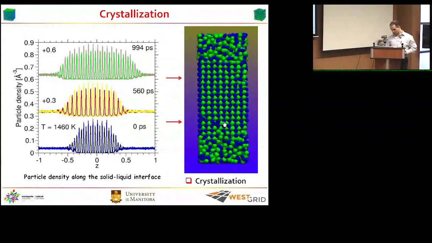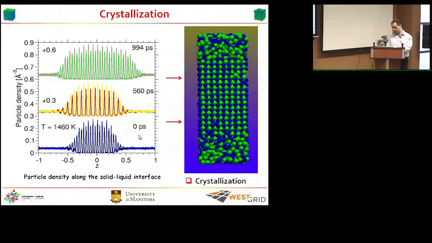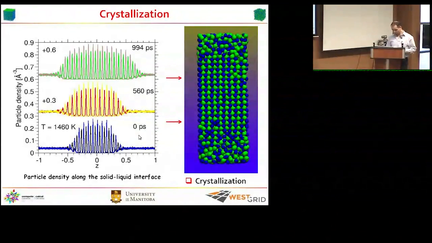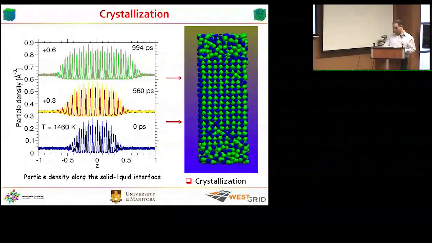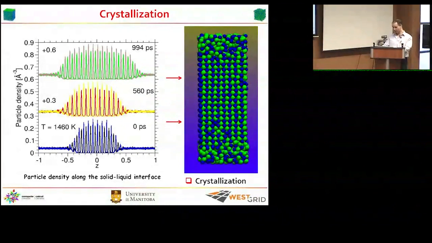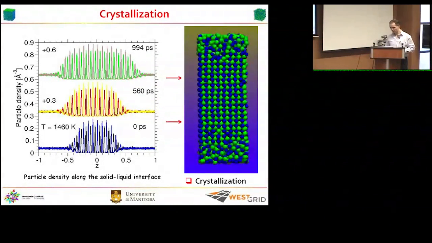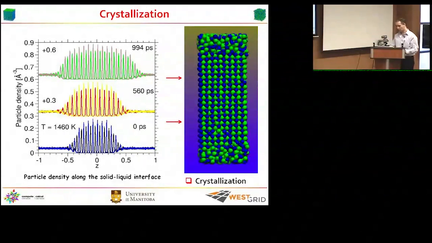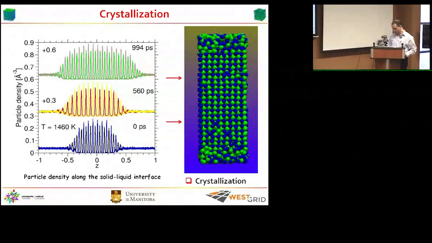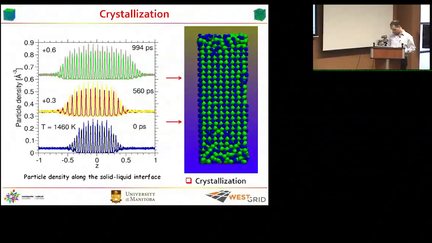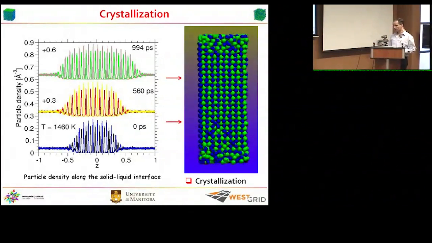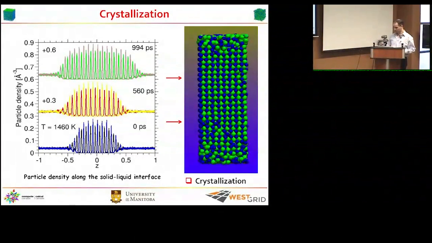And from this figure also, we can see, for example, we started with a crystal just in the middle, but as we increase the time, the width of the crystal increases. If I let the simulation run longer, all the system will become crystal, like we started before melting.